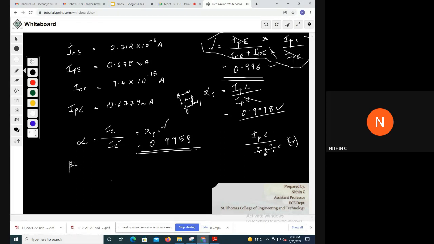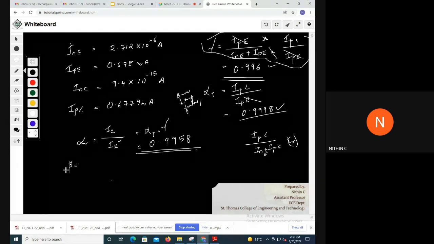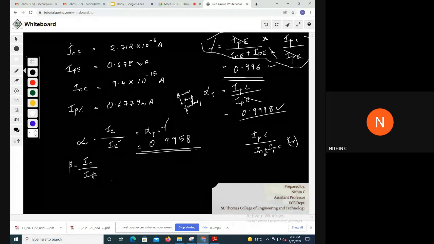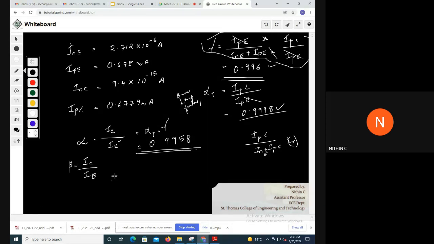You will separately know what beta is. Beta is actually the common emitter current gain. In the common base case, the expression will come like IC by IE. How will the expression change in the case of common emitter? In common emitter, the output will be IC and beta will be IC by IB.